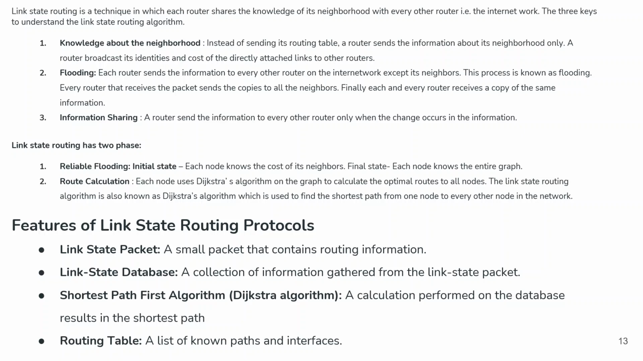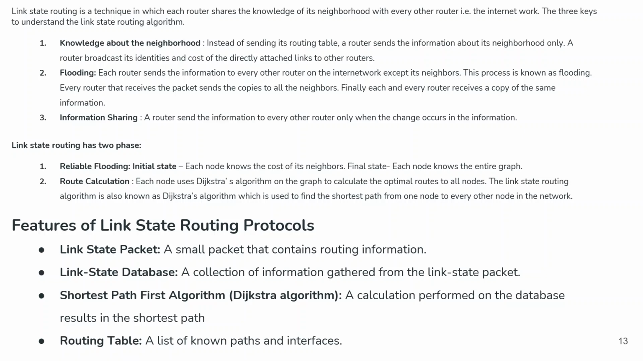Now the second point is flooding. Each router sends the information to every other router on the internetwork, except its neighbor. This process is known as flooding. Every router that receives the packet sends copies to all its neighbors. Finally, each and every router receives a copy of the same information. So the information is not only shared with the neighbor but with every router in the network. This is called flooding. Since a flood of messages is being shared among the routers, the step is called flooding.